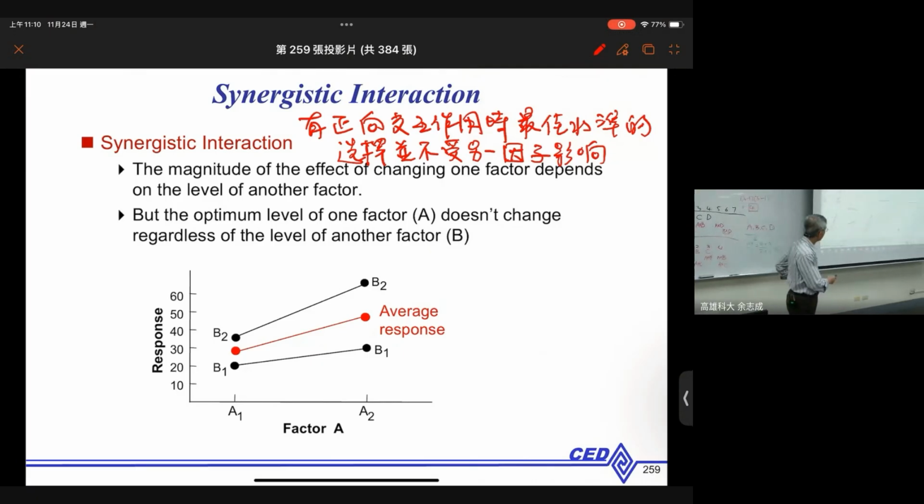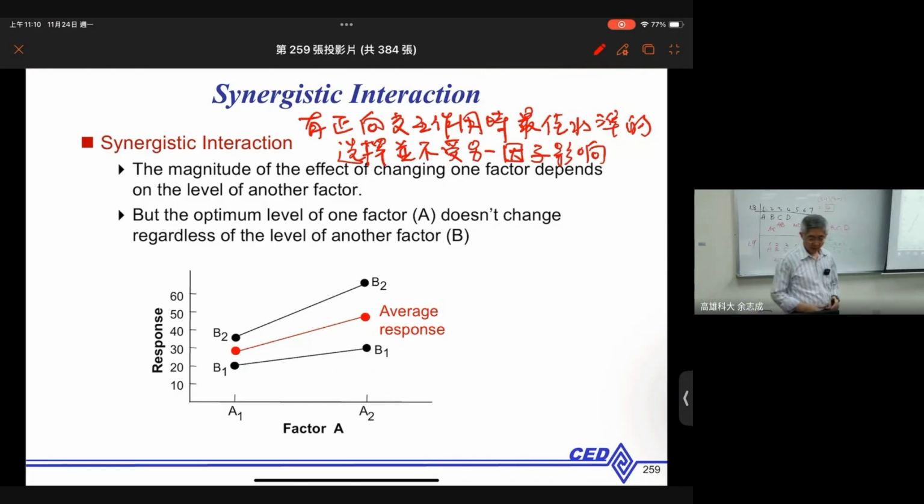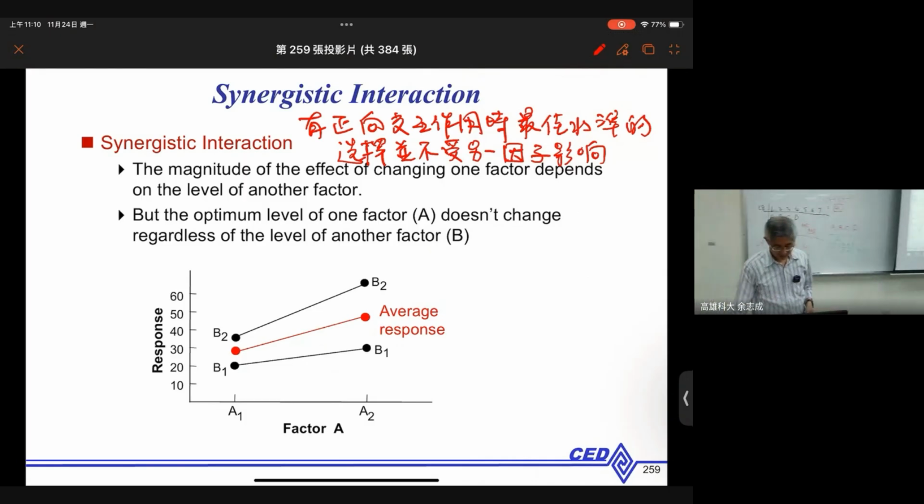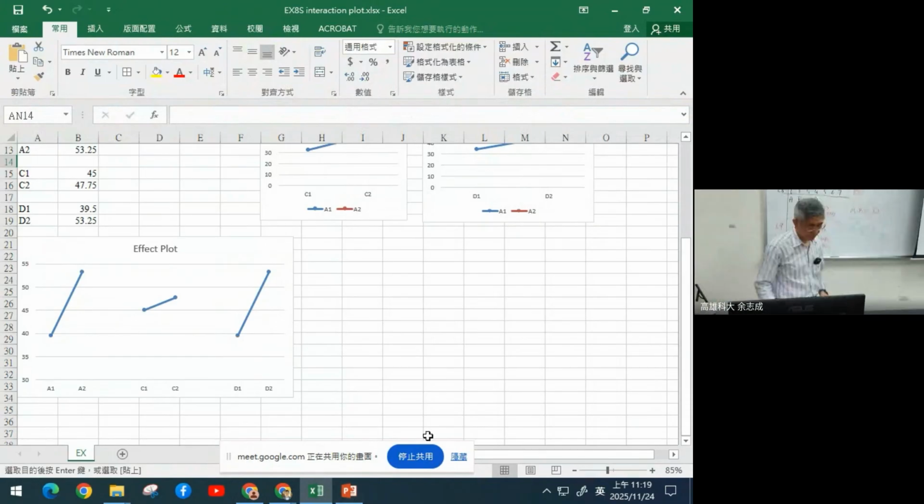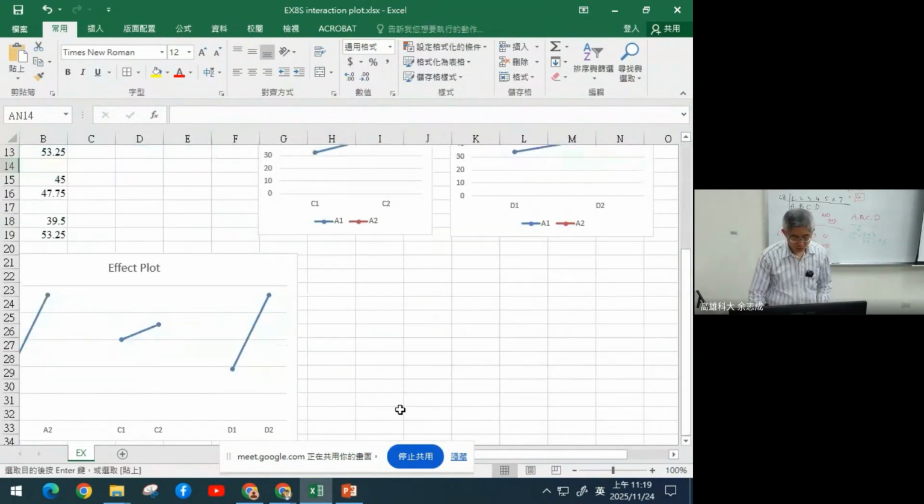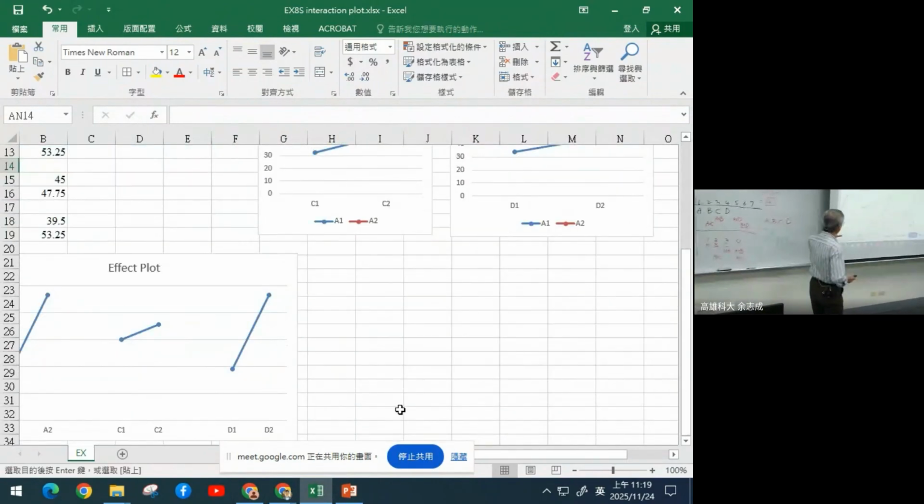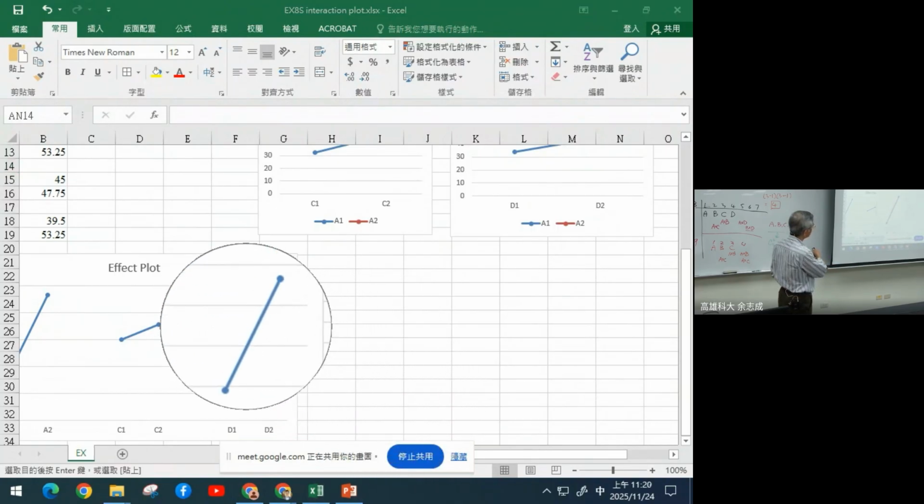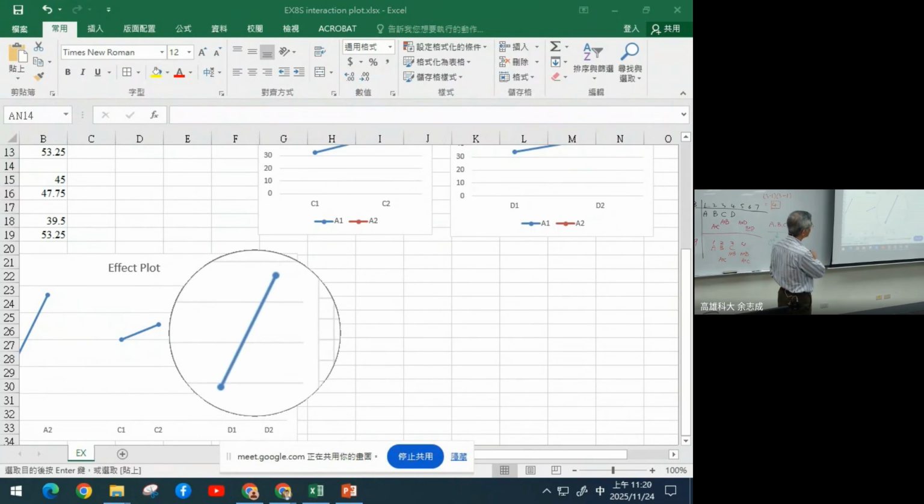All right, I already finished the effect plot and also the interaction AD. So let's look at the effect plot. In the past, we used the effect plot to select the optimum level for each factor. So in this case, say D, this is an effect plot, D1, D2. I believe you will select D2, right? Because D2 here has a larger output.